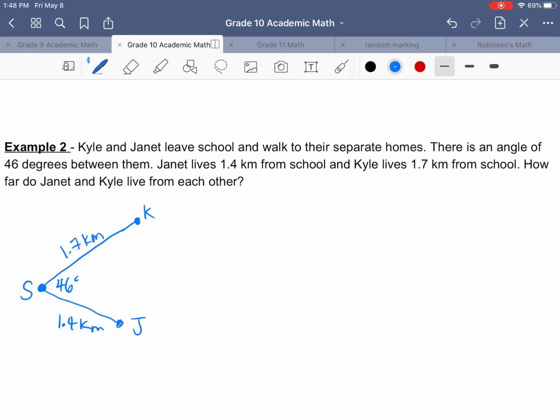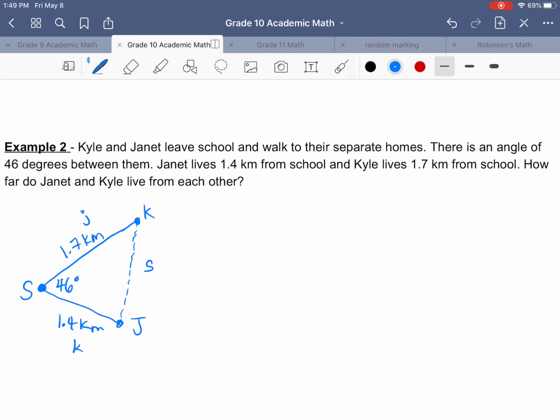And in between them, we have that 46-degree angle that we are told is between them when they leave school. And we are asked to find how far do Janet and Kyle live from each other. So we are going to be looking for this dotted line I just put in there. So let's label our sides. We labeled our vertices. So we have a little j, we have a little s, and we have a little k.